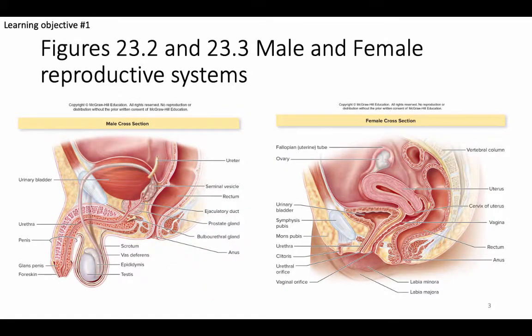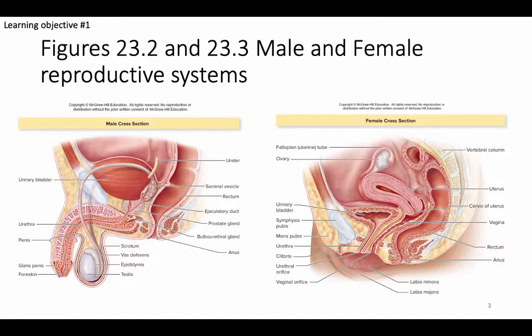The reproductive systems are going to differ in male and female. So we have the male reproductive system on the left. The tissues that we're going to focus on for our infectious diseases are the urethra, which is the tube where urine flows out; the epididymis, which is the tube where sperm made by the testes flows to the urethra; and the prostate gland, which is the walnut-sized organ that's going to become infected in a couple of our diseases.